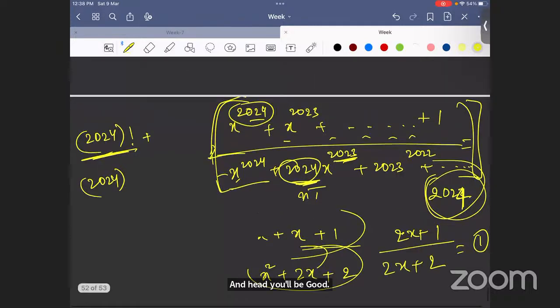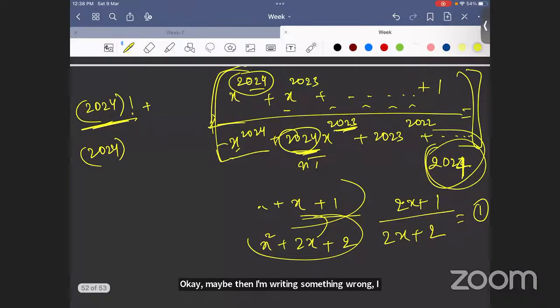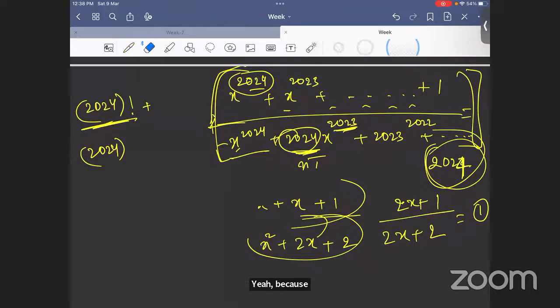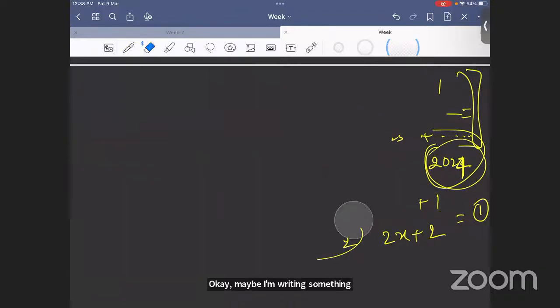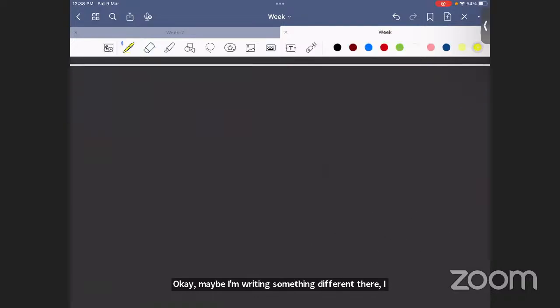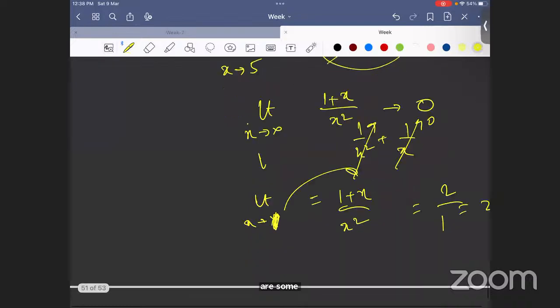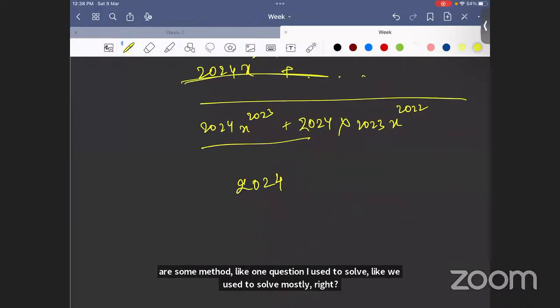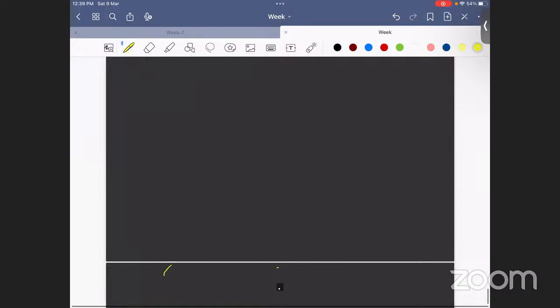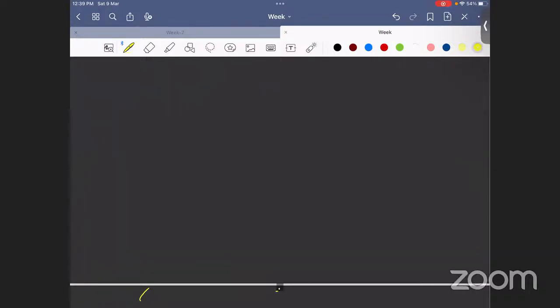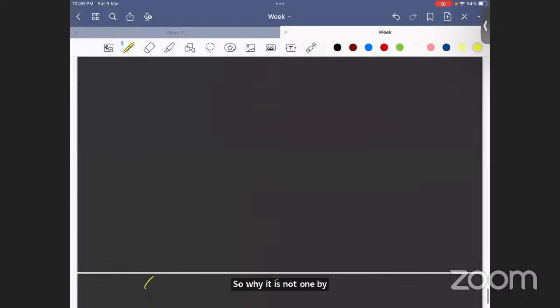Okay, maybe then I'm writing something wrong, I guess. Yeah, because here the degrees of the numerator and denominator are the same. Okay, leave that. I was just thinking there is some method, like one question we used to solve mostly, right? Where we used to get a different answer, not one or something. In the JEE every year we get this type of question. Correct. So why is it not 1 by 1? Not 1. See, the question that I wrote is incorrect. So I'll have to reframe it, I guess.